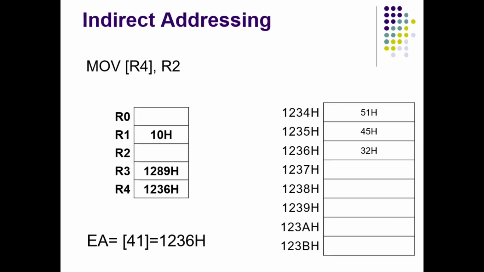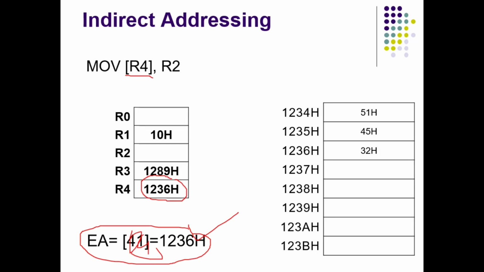Processor directly finds out what is the content of R4 and considers it as the effective address. Why? Because we have used R4 within the square brackets, so it is the indirect addressing mode. The content of R4 is considered as the effective address. The content of R4 is nothing but 1236H, so the effective address is 1236H.